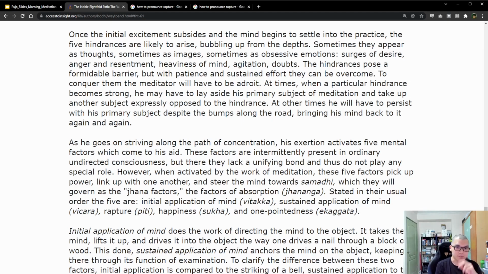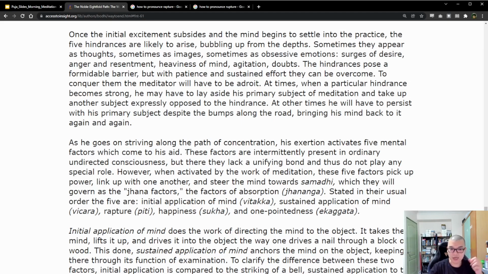The factors of absorption, jhananga. Stated in the usual order, the 5 are initial application of mind, vitakka, sustained application of mind, vichara, rapture, piti, happiness, sukha, and one-pointedness, ekaggata. These are the 5 jhana factors.